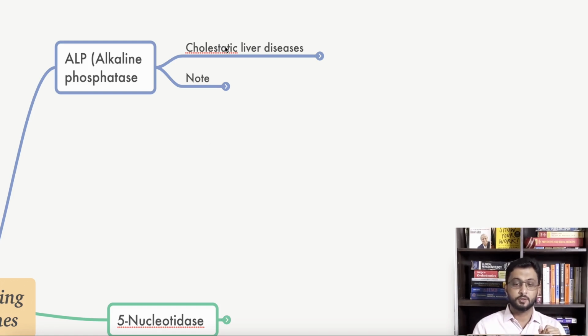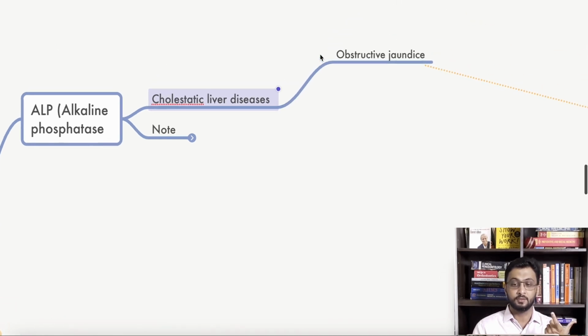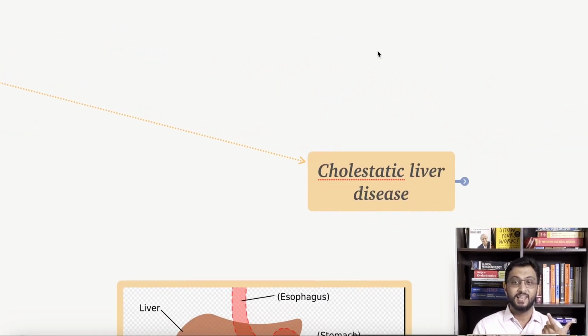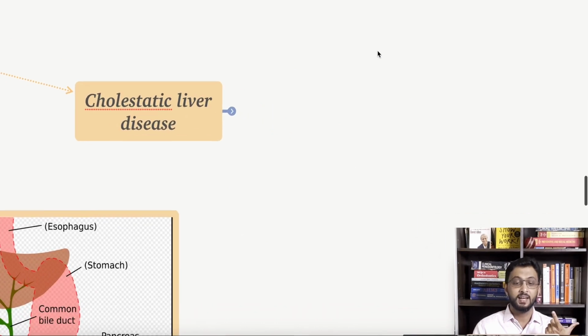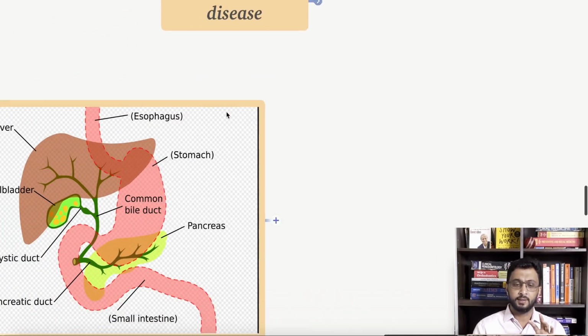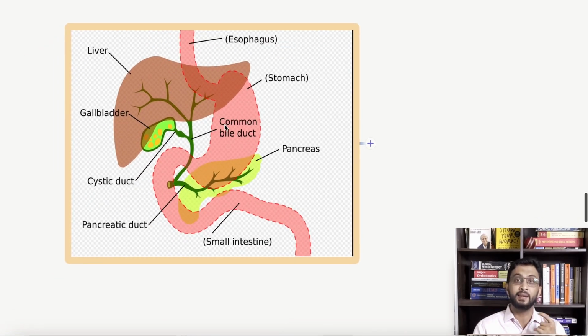So, one disease is cholestatic liver disease. One typical example I told you, obstructive jaundice. Now, we have to understand what is cholestatic liver disease. For understanding this, you have to understand what is known as the bile duct.